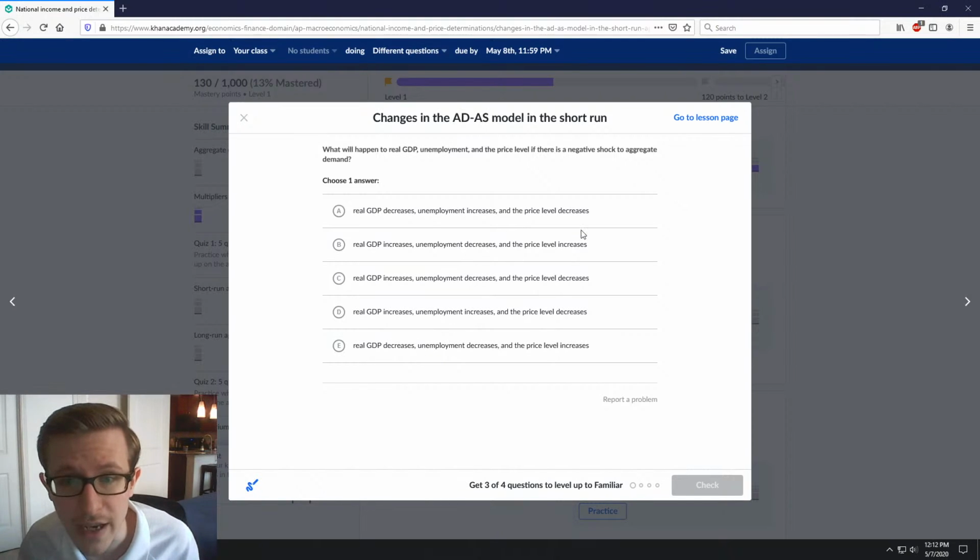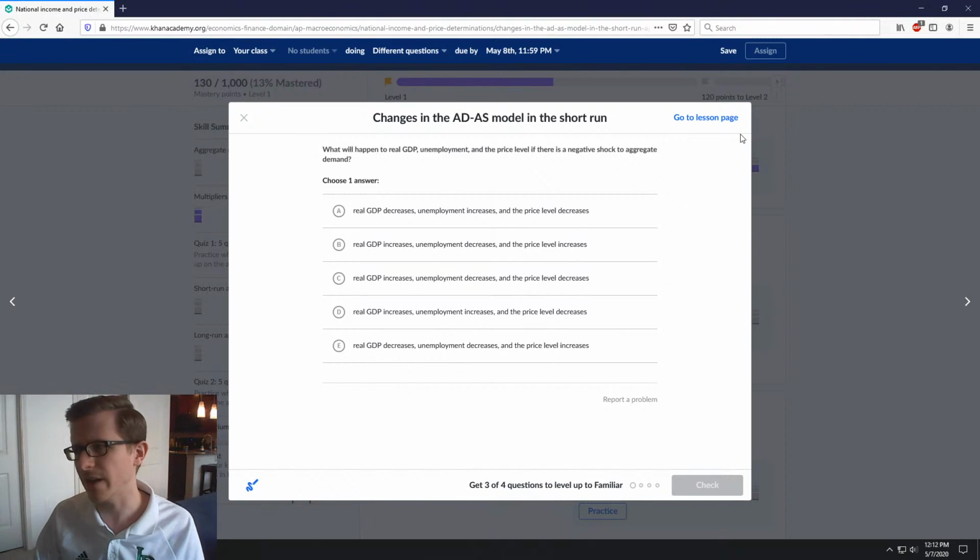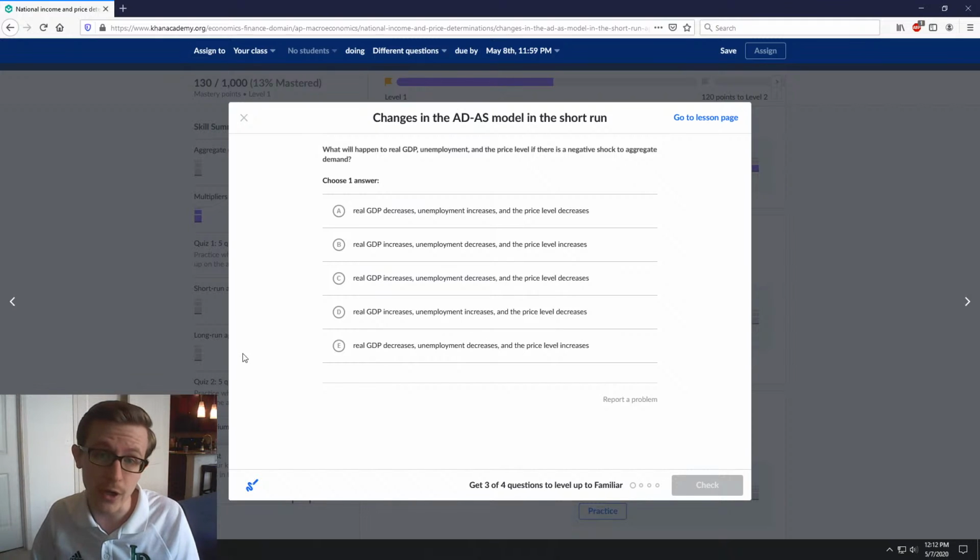Shocks are included in this. Yeah, shocks are a huge thing right now, not even just with the coronavirus situation, but also with OPEC and just generally what the negative demand shock is too, as well at the same time leads to incredible prices for gasoline, as I'm sure you've noticed. So we'll have an RGDP, unemployment, and price level if there's a negative shock to aggregate demand.